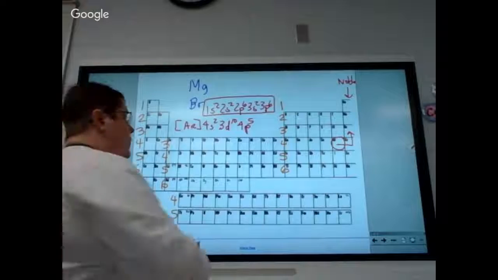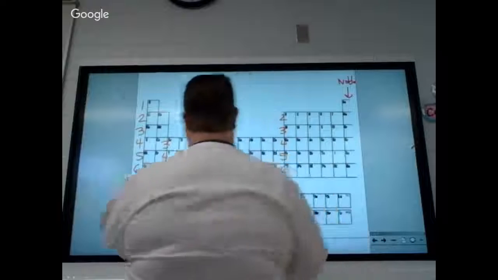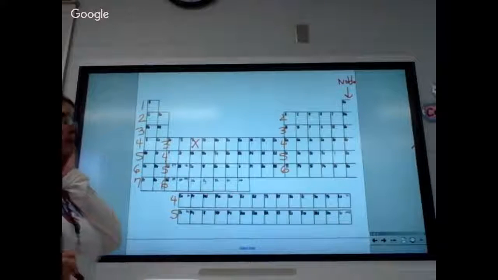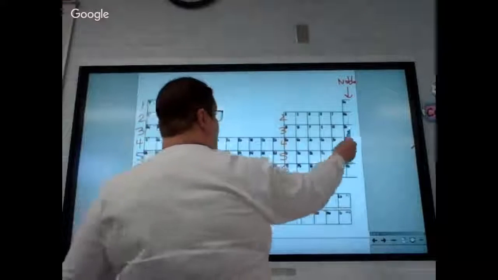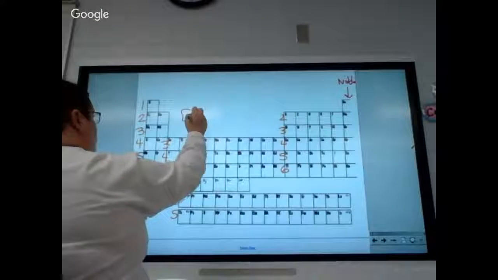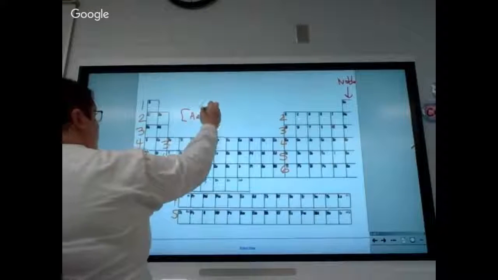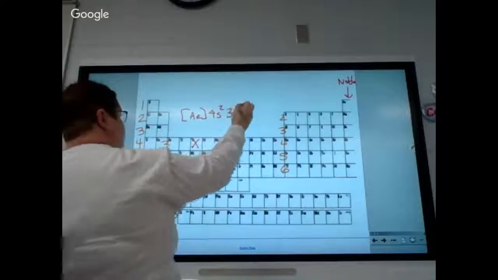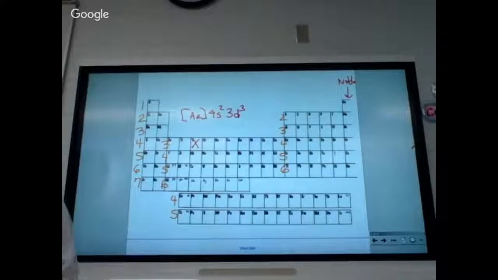So if we pick a different one, just to try, let's say we do vanadium here, and we want to write it in shorthand. What's the noble gas before the vanadium? All the way to the end, and up one is argon. What comes after it? 4s2, 3d, how many? 3. And that's shorthand. That makes sense? Yeah, it makes life easier.